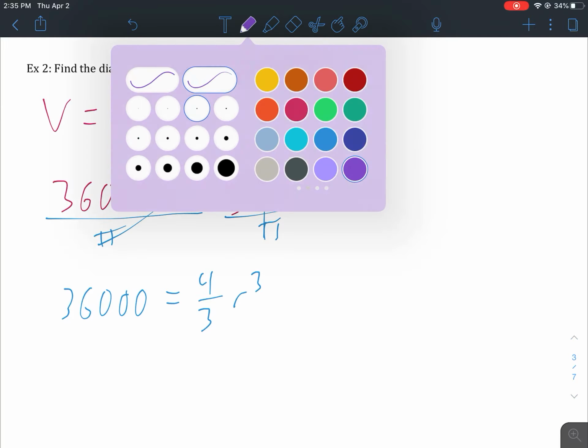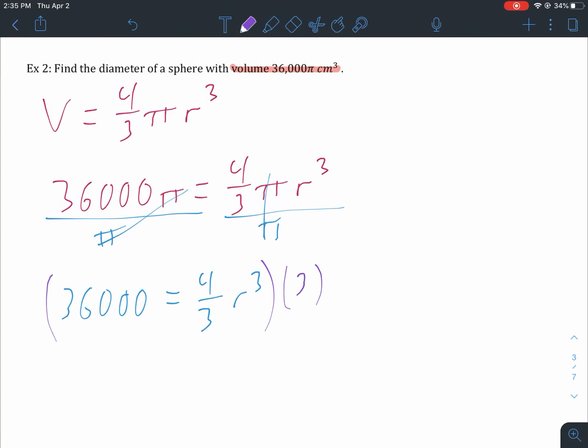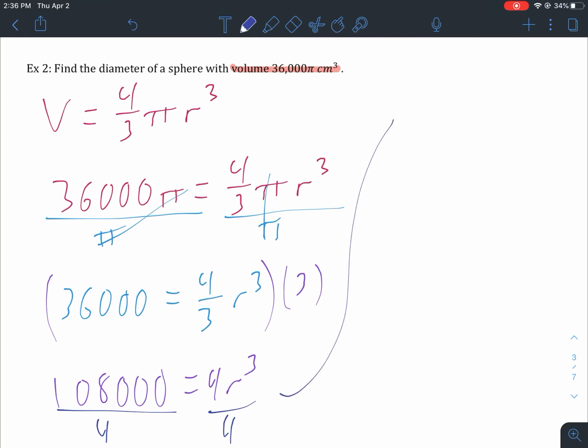And then we're going to multiply both sides by 3. And we get 108,000 equals 4r cubed. And then dividing both sides by 4, we get 27,000 equals r cubed. Okay, so you want to take the cube root of both sides here. So I'm going to do my best here to explain to you on your calculators how to do this. The easiest way to do this is just to raise both sides to the 1/3 power.